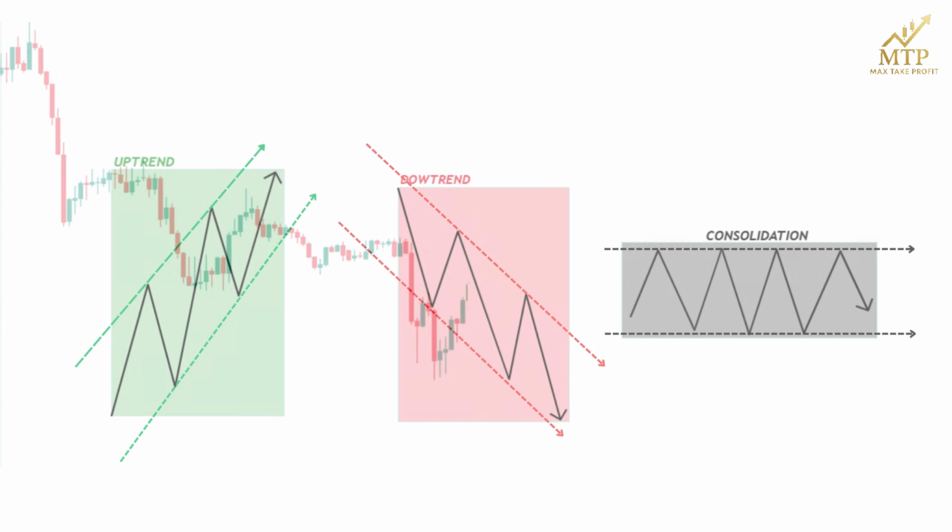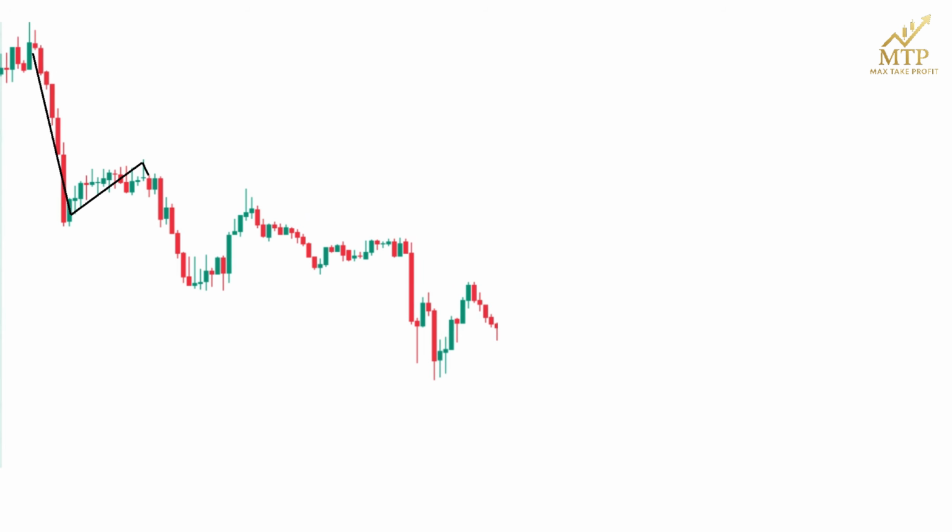Always trade with it. In this example, we're looking at a downtrend, so you can clearly see how the market builds its structure when price is moving lower. Once you've identified the market structure, it's time to move on to step 2, finding liquidity zones.